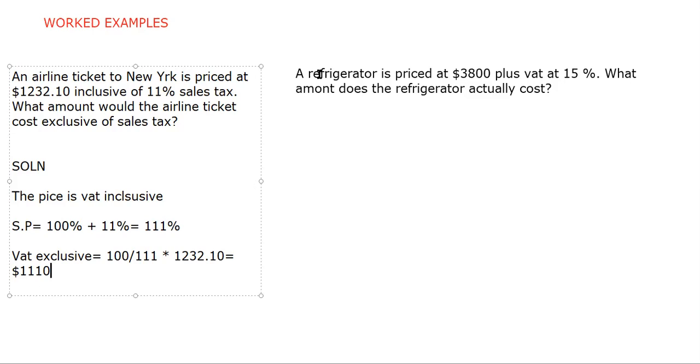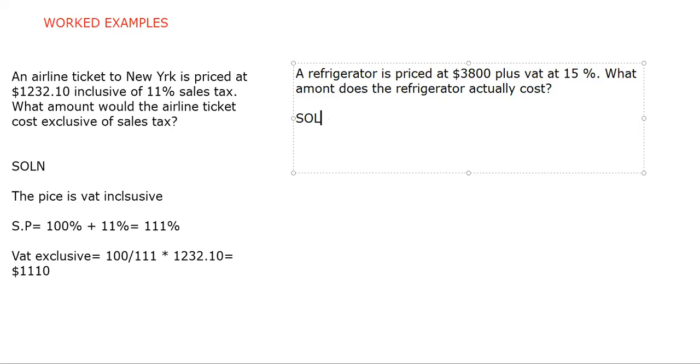If we move over to this question now, the question reads, a refrigerator is priced at $3,800 plus VAT at 15%. What amount does the refrigerator actually cost? So plus VAT, meaning the VAT is not inclusive as yet. So the price is VAT exclusive. So that means we need to work out the VAT and add it to that. So our cost price is 100%.